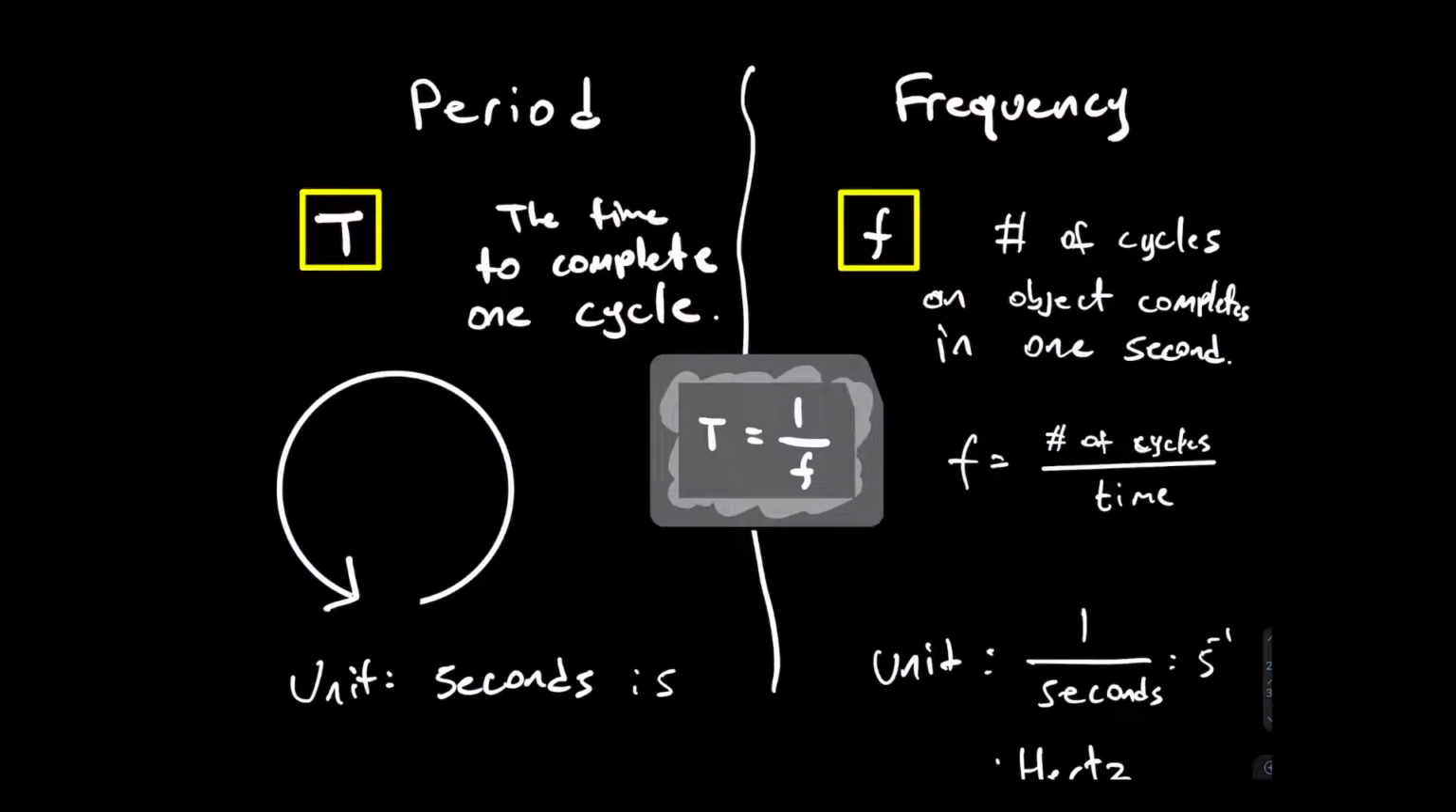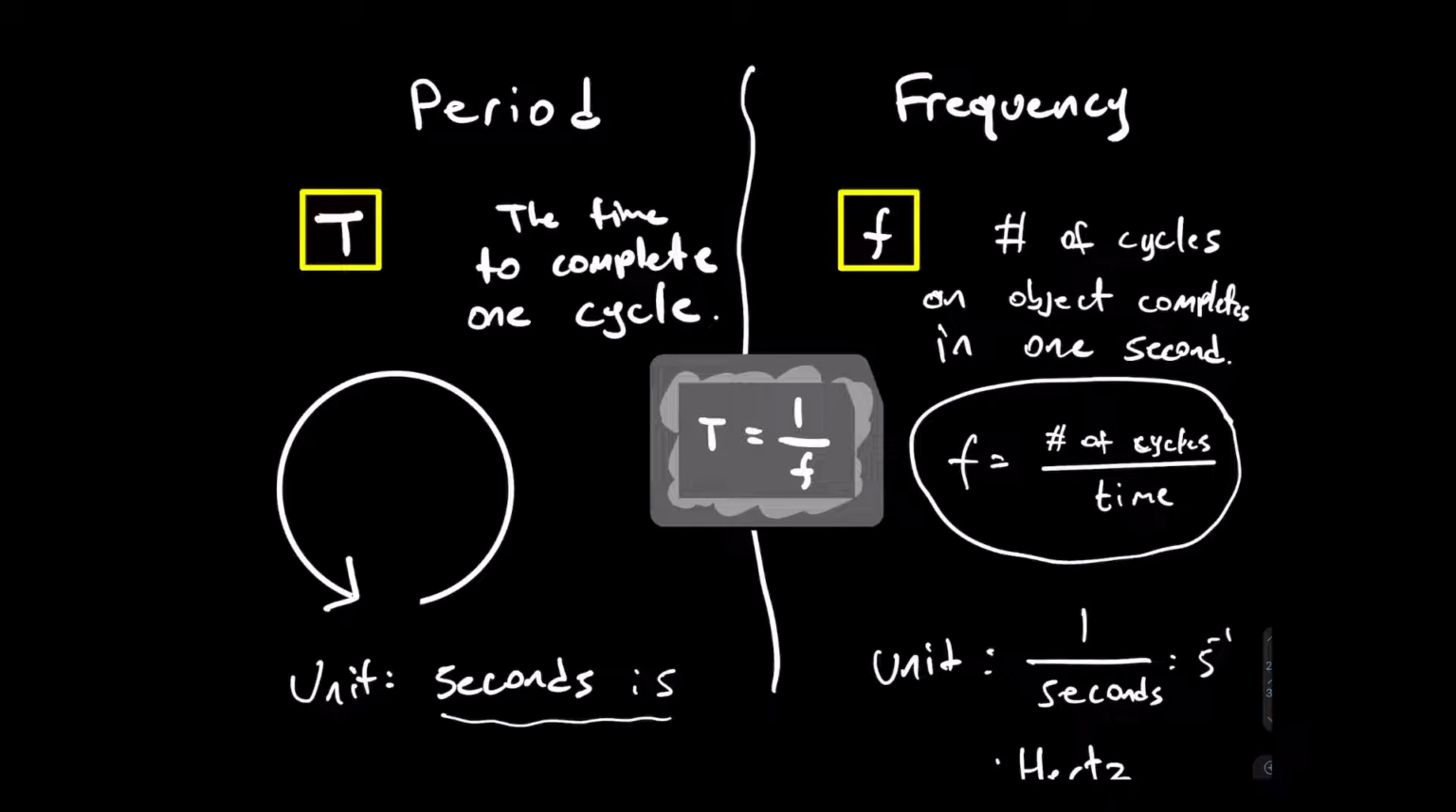Now we need to define two things. The first one is period. Period is the time to complete one cycle, and its unit is seconds. Frequency, though, is 1 over period, or period is equal to 1 over frequency. Frequency is defined as the number of cycles an object completes in 1 second. So here is the definition of frequency: number of cycles divided by the time.